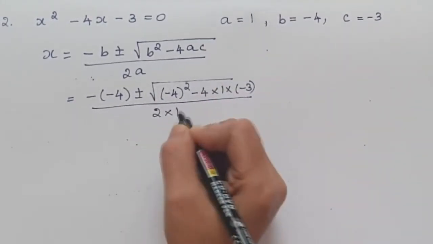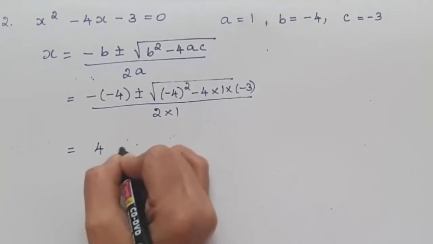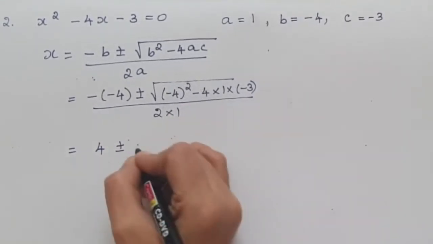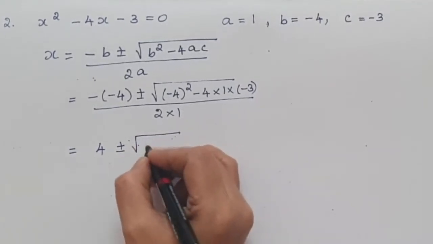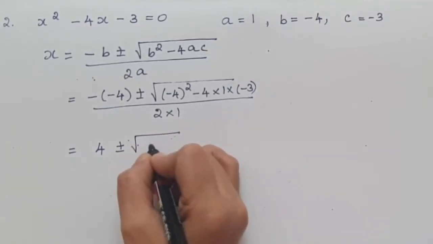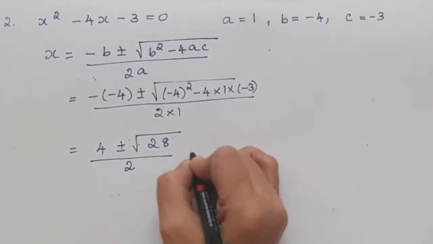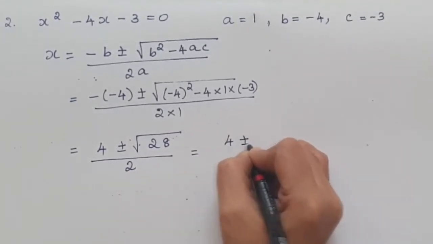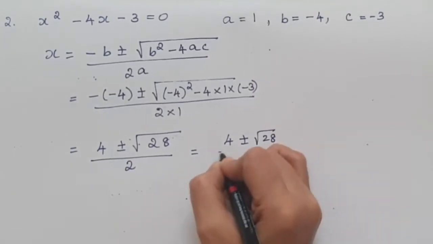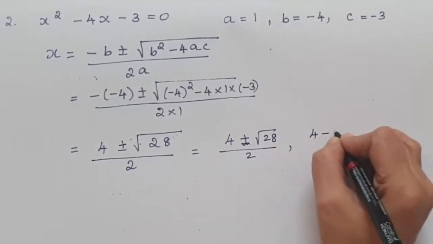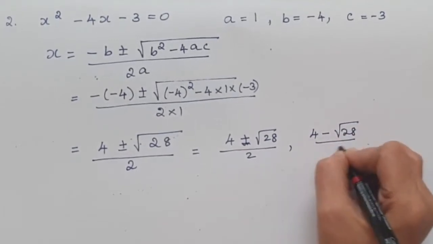So 2 into 1. So when we simplify it, it is 4 plus or minus... Directly you can use the value with the help of the calculator, and then when you simplify it, this will give us an answer of 28 divided by 2. So both of our answers will be 4 plus square root of 28 divided by 2, and 4 minus square root of 28 divided by 2.